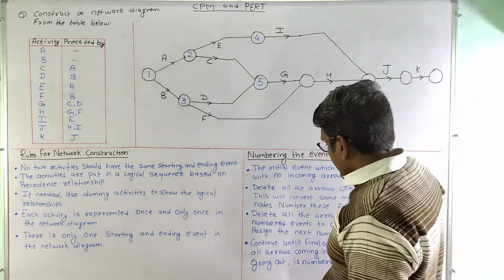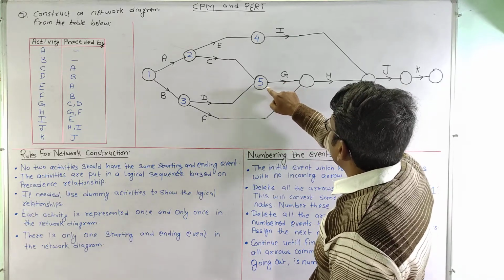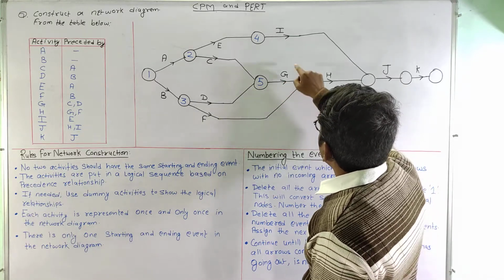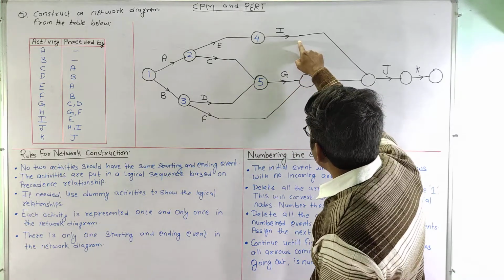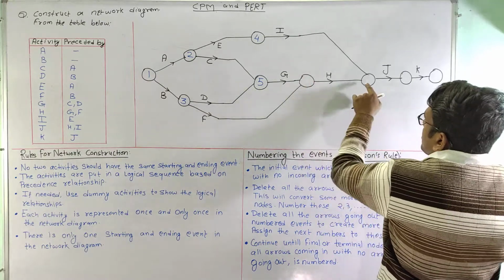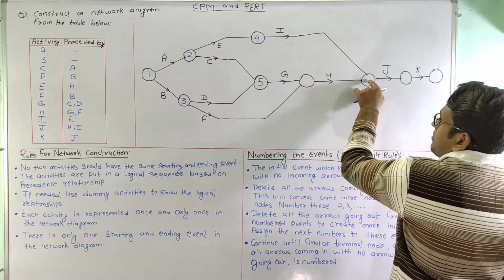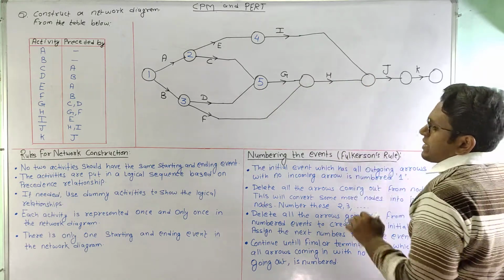Now again, what we will do is delete the activities going out from these numbered events. So activities G and I are also deleted, so this will become an initial event, but this will not yet become an initial event as activity H is still an incoming activity.